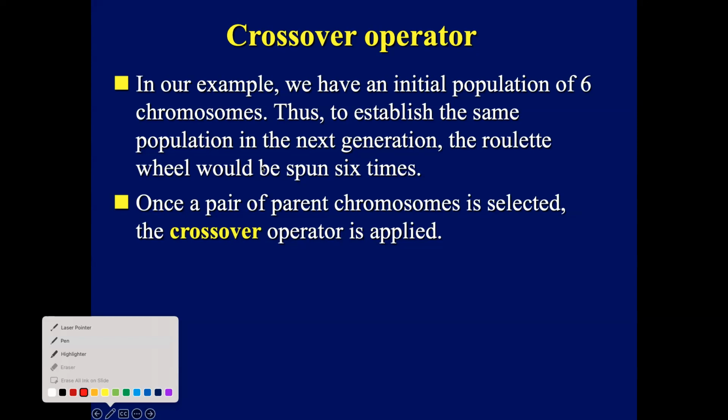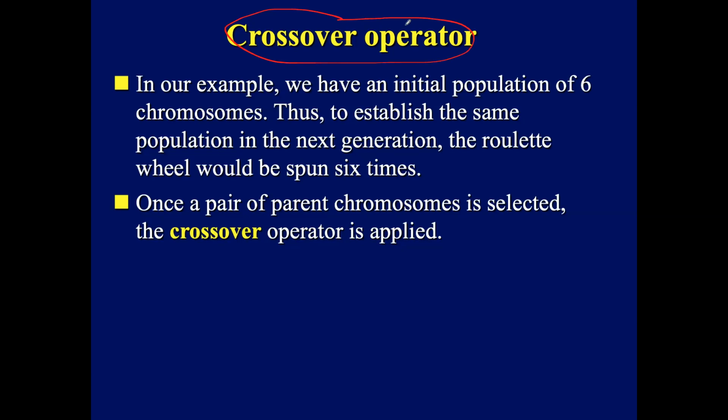So after selecting the chromosome parents, we can now start doing the reproduction. And we said that we do reproduction using the crossover operator. In the crossover operator, we have an initial population of 6 chromosomes. Of course, that is what we have initially. And what we want to work towards is a new population again of 6 chromosomes. So to establish the same population in the next generation, we would have to rotate that roulette wheel 6 times.